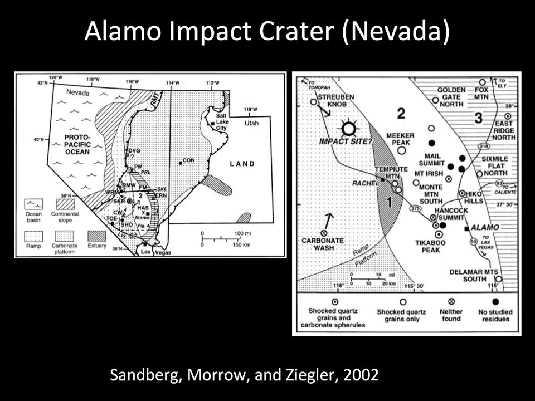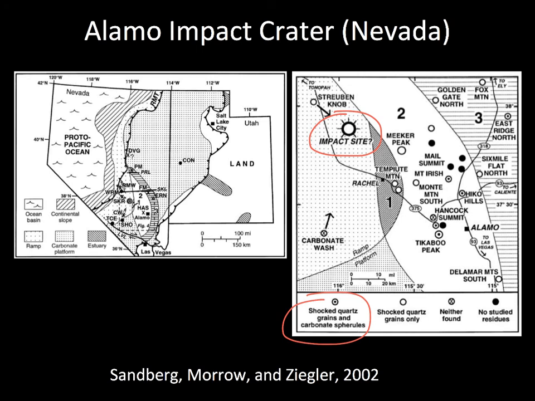They've also found another impact crater. This one is in what is now present-day Nevada, called the Alamo impact crater. And they're using the same types of evidence as they did for Chicxulub to define these impact events, right? Shocked quartz grains, things like that. They're finding concentrations of shocked quartz grains in this area associated with a potential impact site, which they're putting a question mark around because they're not exactly sure where specifically the crater is.